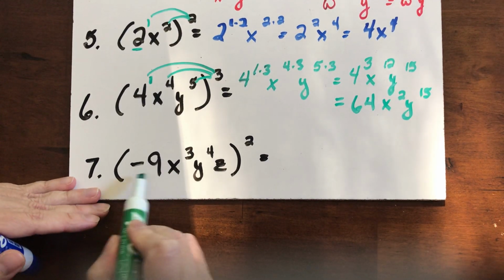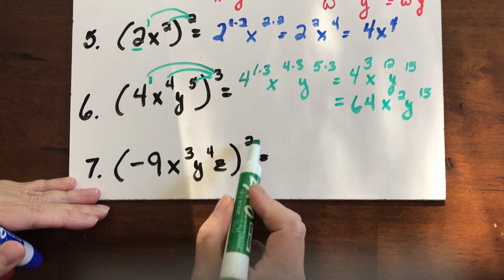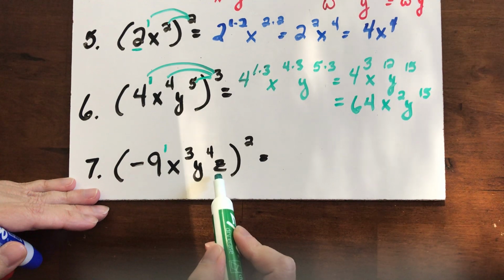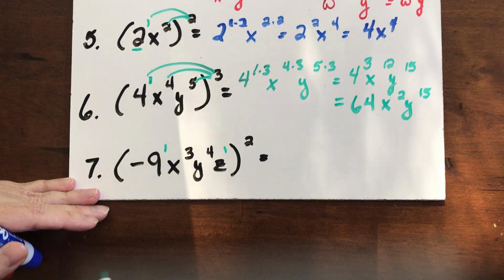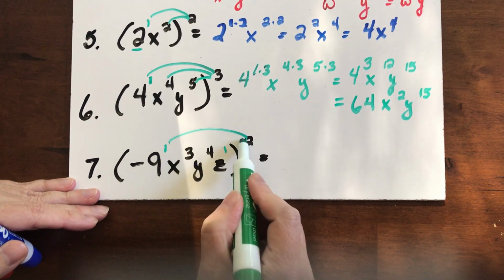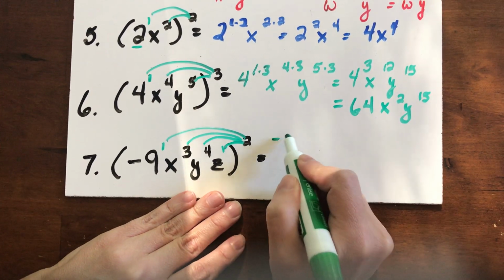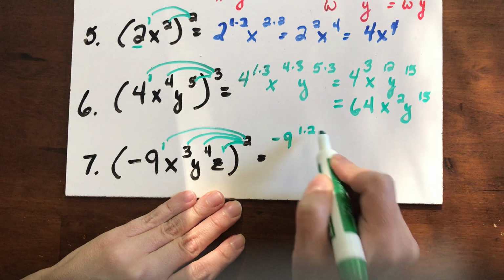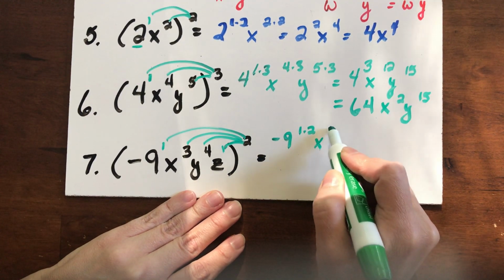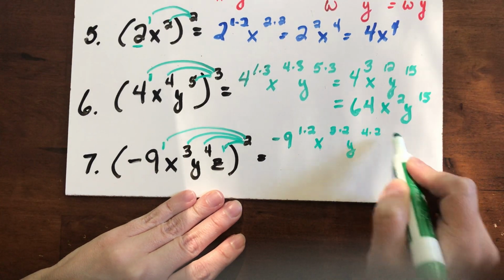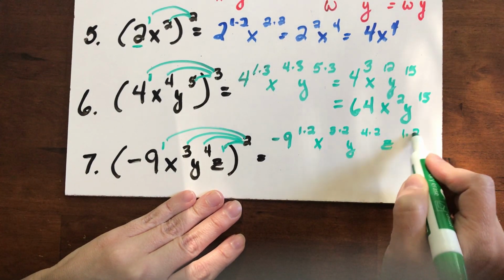Again, we have a coefficient that's inside the parentheses raised to a power. It becomes a base, so it has an exponent of 1. This z doesn't have an exponent, so we need to make sure we put a 1. And now look, we've got to multiply the 2 by 4 different exponents. So we're going to have negative 9 to the 1 times 2. We're going to have x to the 3 times 2. We're going to have y to the 4 times 2. And we're going to have z to the 1 times 2.